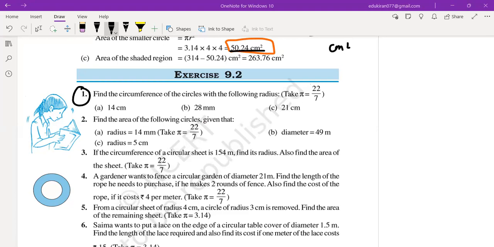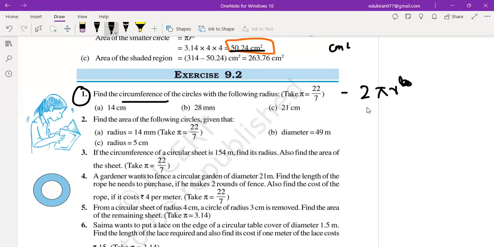Ma'am, I think I got it wrong for the B1. Are you using the formula pi r square or 2 pi r? Oh, I'm using pi r square. Why? You have to find circumference. So it's basically like 22 by 7 into 14 into 14, right? It's 2 pi r.